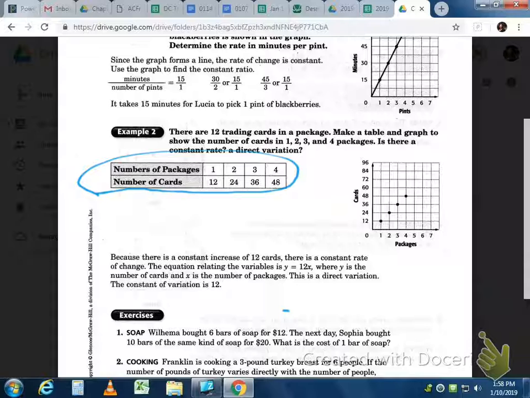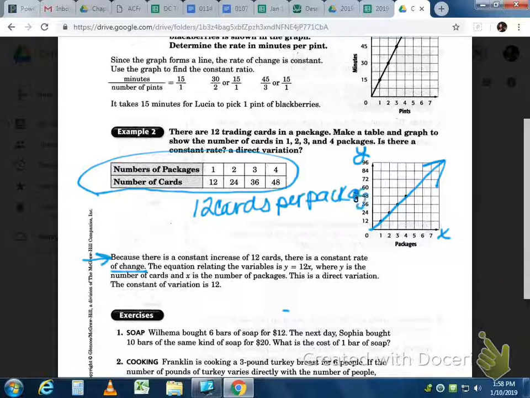Yeah, we're going to get there. You plot the points, and then it says graph. They should have put in a line. It says because there is a constant increase of 12 cards, there is a constant rate of change. Since we were able to put that in a line, the answer is yes, there's a constant rate of change. And just like he said, it's 12. Now, here's the thing. Think about this for a minute. This is y, and this is x. Just like Liam said, there are 12 cards per package.